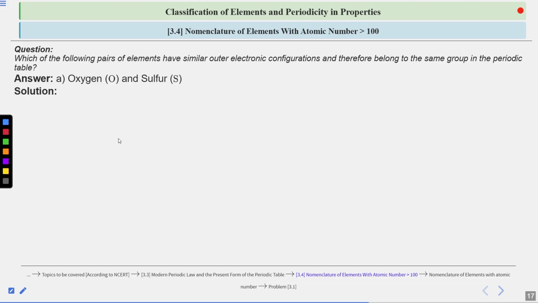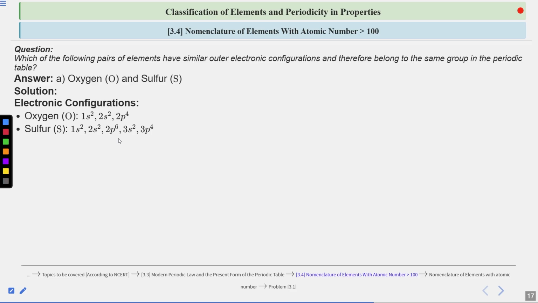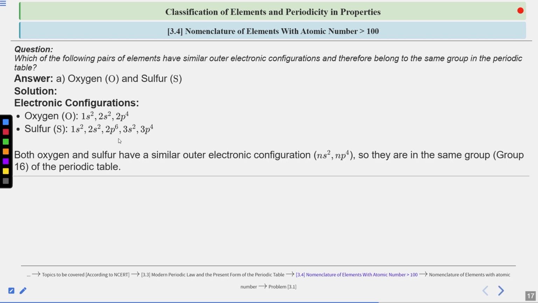How do we identify it? Just write the electronic configuration. For oxygen it is 1s2, 2s2, 2p4, and for sulfur it is 1s2, 2s2, 2p6, 3s2, 3p4. Now both have the same outer electronic configuration, which is s2 and p4. Therefore they will fall in the same group, and if I talk specifically, it will fall in the 16th group of the periodic table.